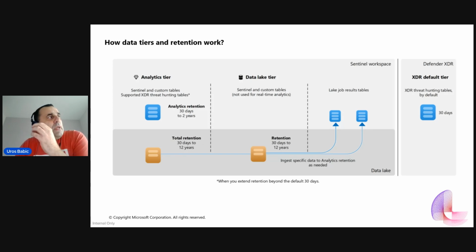In the analytics tier we actually have two states. The first, as you can see on this slide, is analytics retention. Analytics retention is the hot state, fully available for real-time analytics, including high-performance queries, analytics rules, and threat hunting. By default, Sentinel and XDR retain data in this tier for 1 month, 30 days.